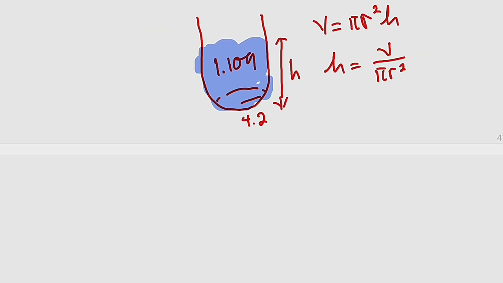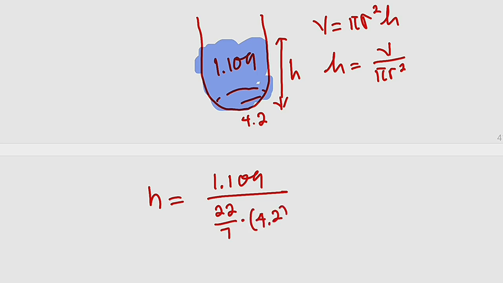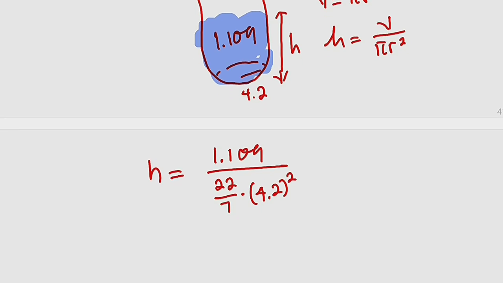So now let us substitute everything. We have h equal to the volume, given as 1.109, divided by pi. You know, pi is approximately 3.1415 and so on, but in Nigeria commonly we use 22 divided by 7. Please use 22 divided by 7 if you are in Nigeria, but if you are outside Nigeria, you can use 3.141. So I will use 22 divided by 7 for pi, then multiply by the radius squared, which is 4.2 squared. So let me use my calculator and simplify the bottom first.